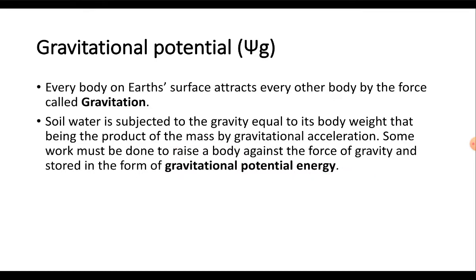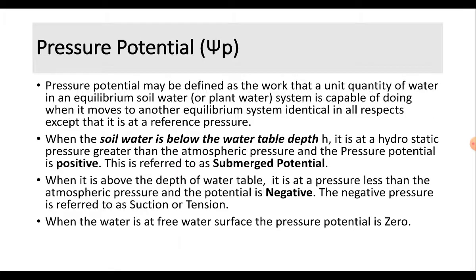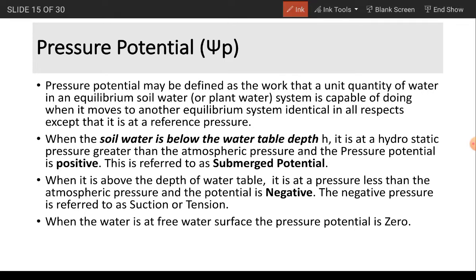Okay. Now comes the pressure potential. Pressure potential may be defined as the work that a unit quantity of water in an equilibrium soil water system is capable of doing when it moves to another equilibrium system identical in all respects except that there is a reference pressure. Say, suppose there is a waterlogged soil, this is the soil system.